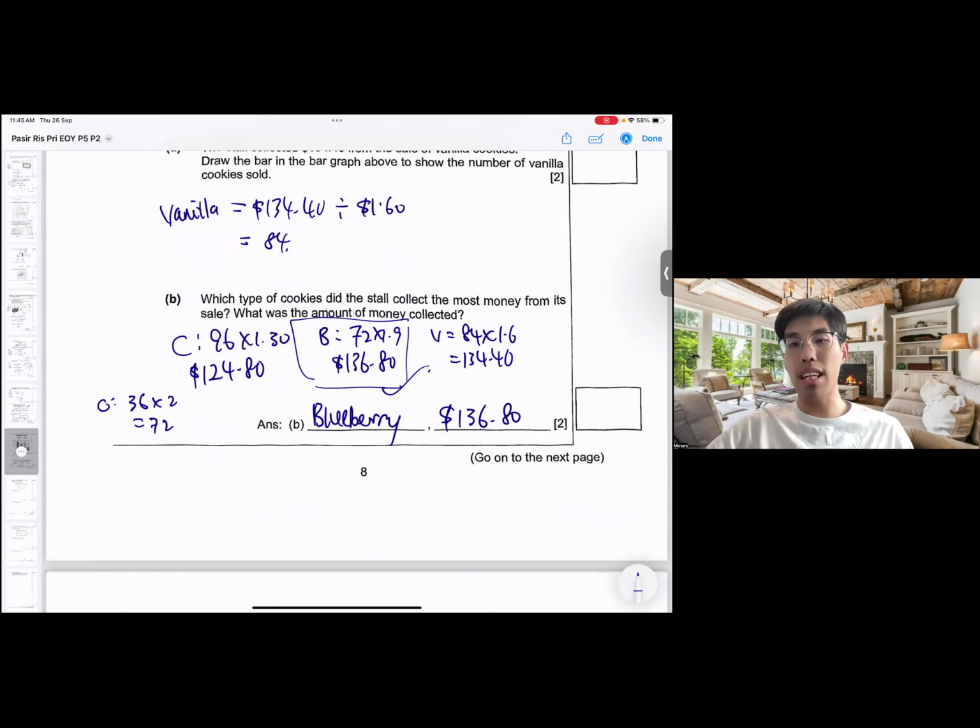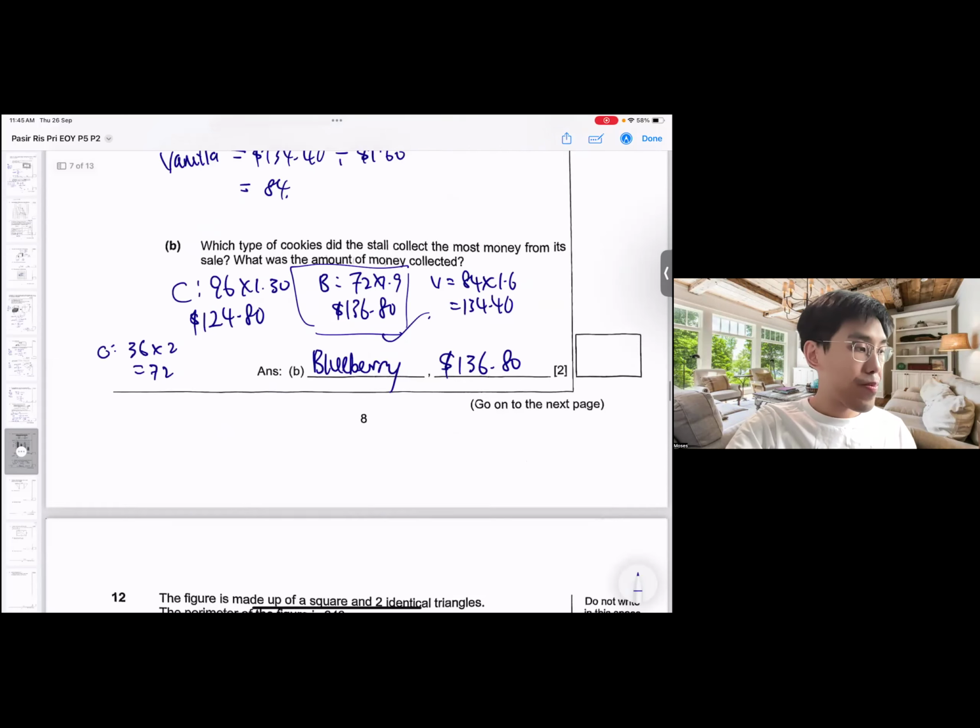Yeah, just press calculator only. This one don't think too much. If you cannot mental calculate, it's okay. Press calculator. Make sure you copy the correct numbers. Next.